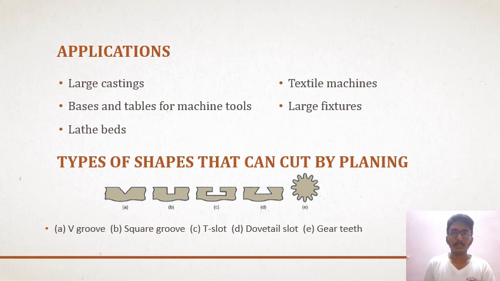Applications. Using planing machines, logs, castings, bases and tables for different types of machine tools, lathe beds, forging hammer die blocks, large fixtures and molds, rolling mill parts, and parts for large hydraulic presses can be machined. As mentioned earlier, planers can be used for machining flat surfaces either in horizontal or vertical planes, curved surfaces, any inclined plane, and several other shapes which include V-groove, square grooves, T-slot, dovetail slot, and gear teeth.